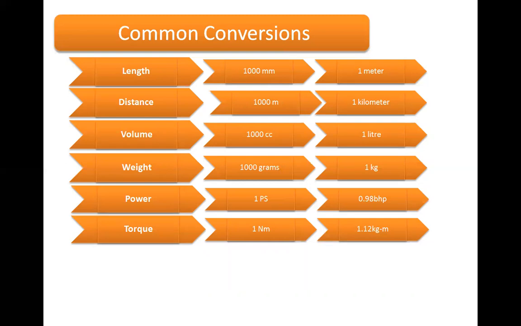Then the common conversions, all of you know. The length is the overall length of the vehicle, in millimeters; 1000 millimeter is 1 meter. Distance, 1000 meter is 1 kilometer. Volume is in cubic centimeter; 1000 cubic centimeter is equal to 1 liter. Weight, 1000 gram is 1 kg. Power, 1 PS is 0.98 bhp, as we have discussed. Then torque, 1 Newton meter is equal to 0.102 kg meter.